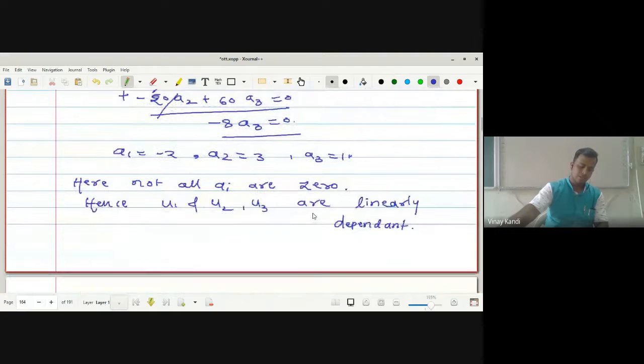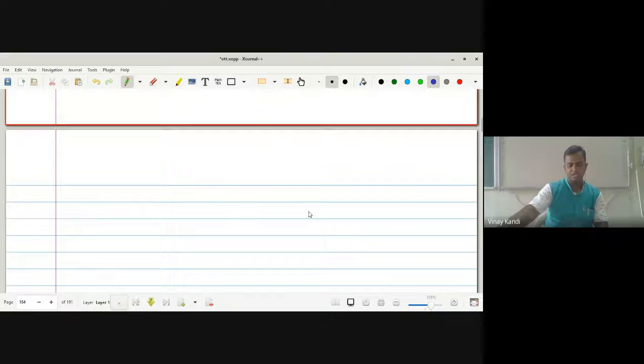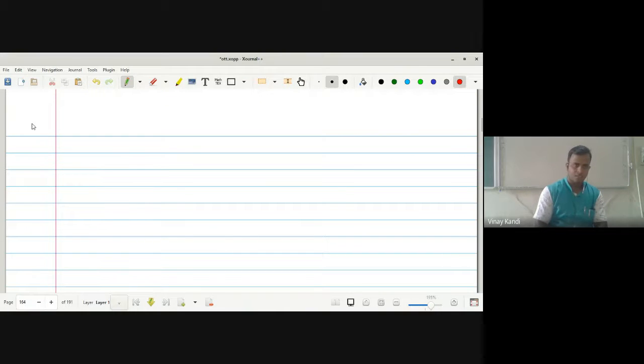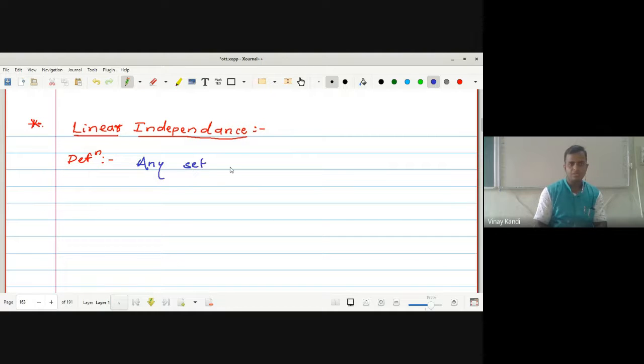Okay, now the next definition is linear independence. What are linearly independent vectors? Look at it. Linear independence vector definition. If any set containing the vectors u1, u2, u3, suppose these are the three vectors, and so on up to ur, defined.